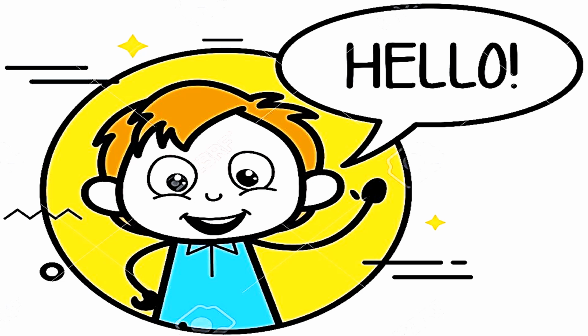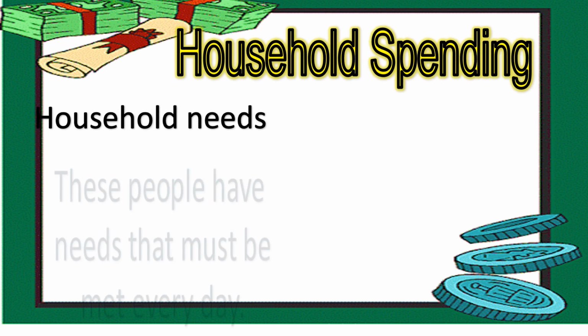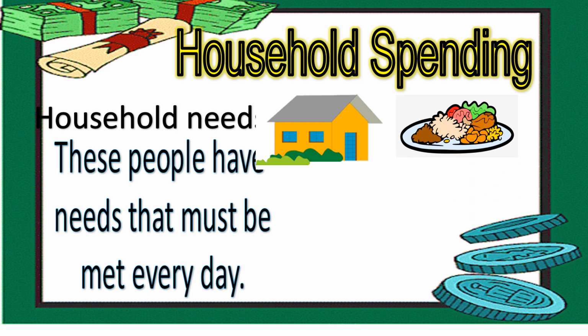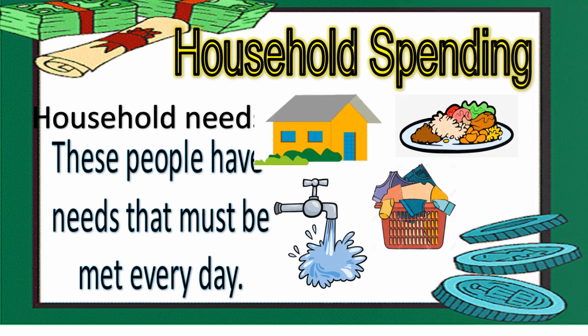Hello, so today we have our new topic in social studies. But before that, we'll first have our review about household spending. Now, household needs, these are the needs that must be met every day, like the shelter, the food, the water, and the clothes. So these are examples of the basic needs that a person should have.